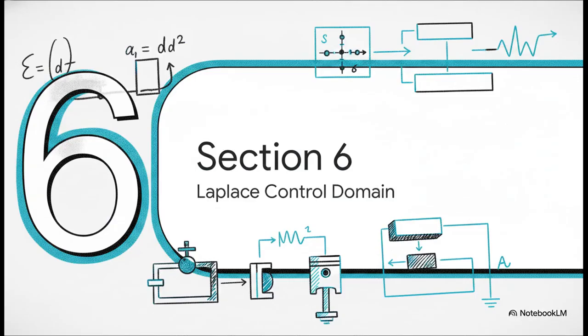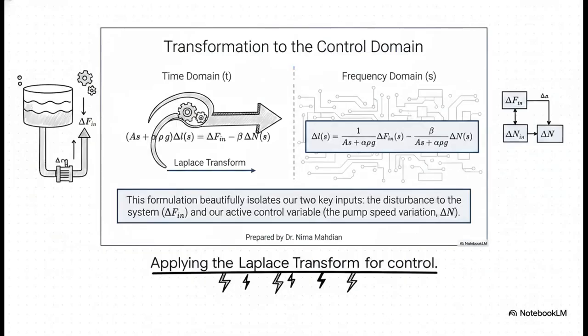Section 6, the Laplace control domain. To actually build our digital controllers, we need to shift out of the messy time domain T and into the clean frequency domain S, using the Laplace transform. Time derivatives basically turn into straightforward algebraic S variables. Rearranging the terms yields this pristine formulation. It beautifully isolates our fluid level variation, delta L, purely as a function of the external system disturbance, delta Fn, and our active control variable, which is the pump speed variation, delta N.